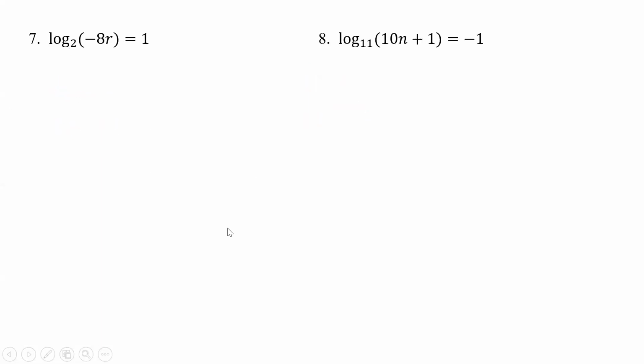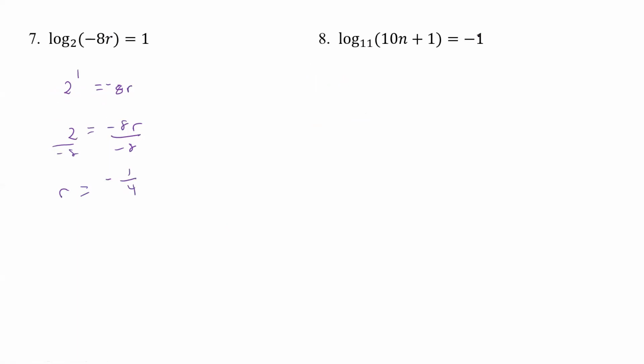What about these? These get a little bit harder because they have different values inside of parentheses. So it's going to be 2 to the 1 is equal to negative 8r. Well, 2 to the 1 is 2. So we divide by negative 8. So r is equal to negative 2 divided by 8. It's going to be negative 1 over 4. Okay.